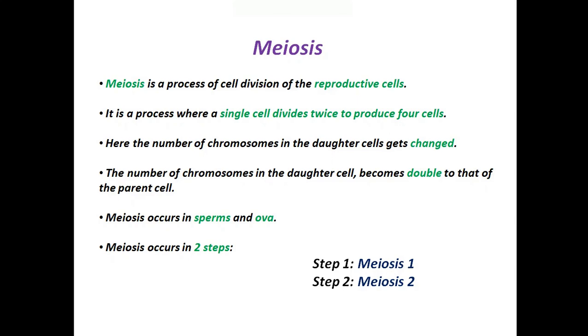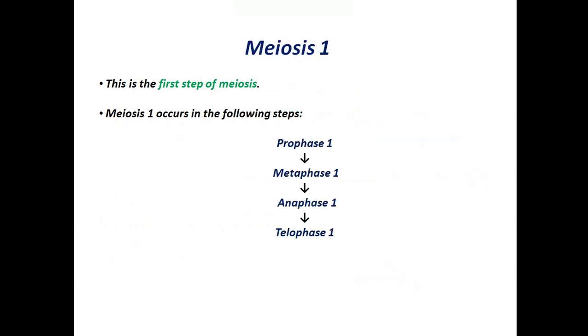Let's look in the detail. First we will look at meiosis 1. This is the first step of meiosis. Meiosis 1 occurs in the following steps. Prophase 1, then metaphase 1, following that is the anaphase 1, and finally the telophase 1. Time to look into the detail about each of these steps.